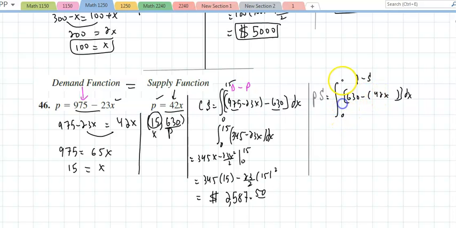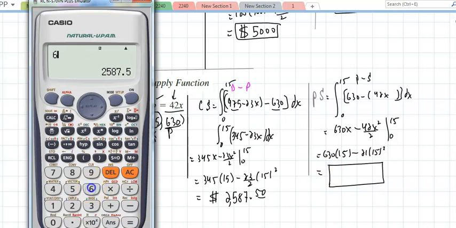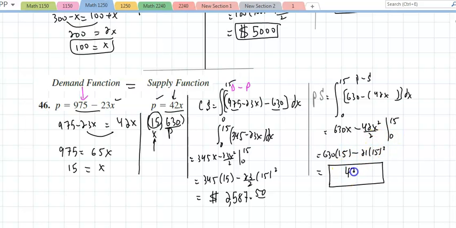And here, 0 to 15 as well. Again, we need to know how many units. Here, that would be 630x minus 42x squared divided by 2 evaluated from 0 to 15. That would be 630 times 15 minus 42 divided by 2, which is 21, times 15 squared. And that would be 630 times 15 minus 21 times 15 squared. 4,725.